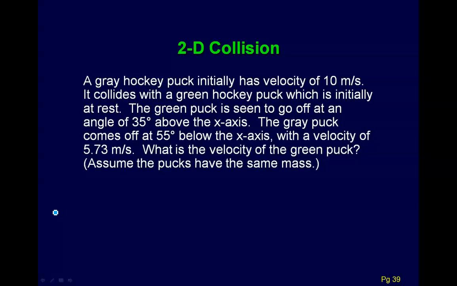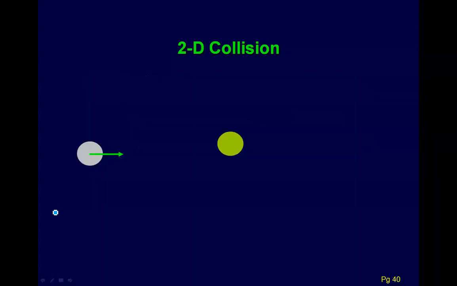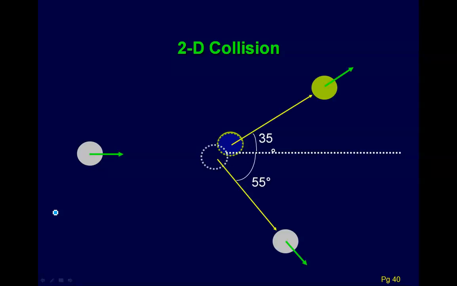You can read through this problem here. A gray hockey puck initially has a velocity of 10 meters per second. It collides with a green hockey puck, which is initially at rest. The green puck is seen to go off at an angle of 35. The gray puck comes off at an angle of 55 below the x-axis and has a velocity of 5.73. We want to know what's the velocity of the green puck. So here would be our picture. Initially the gray one's moving, the green one's not, and they collide and move off at these angles, like in this picture here.